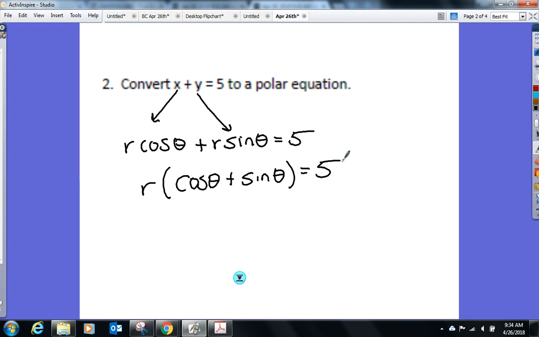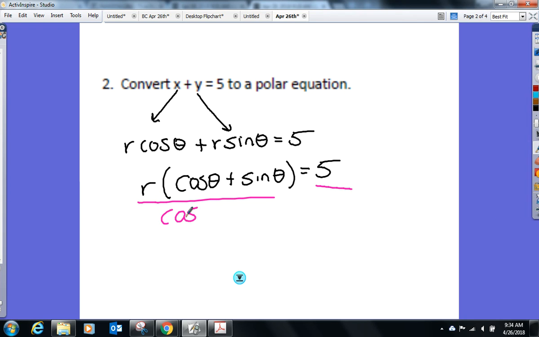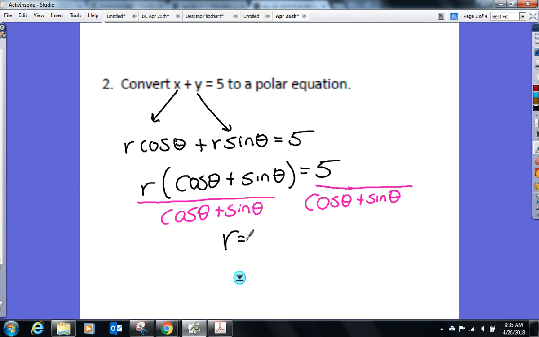All right, how do you get the R by itself? It's being multiplied by this whole thing. Divide both sides by cosine theta plus sine theta. So what's your polar equation now? R equals 5 over cosine theta plus sine theta. There's my polar equation.